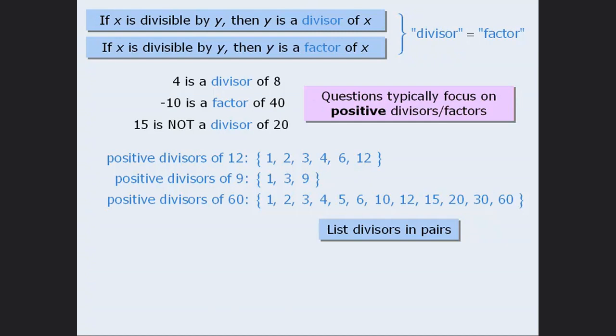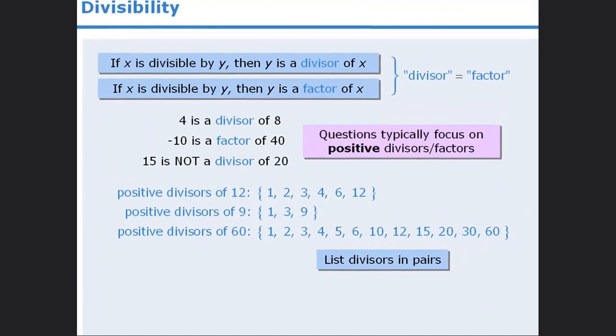At this point, we can see that there are still some numbers remaining between 6 and 10 that we have not checked. So let's check them. 7 is not a divisor of 60, and neither are 8 and 9. So our list is complete, and these are all of the positive divisors of 60.